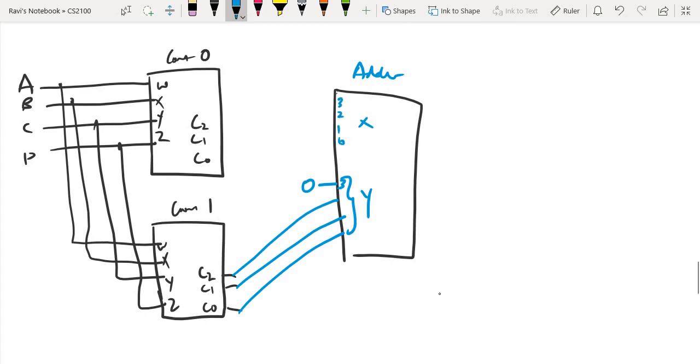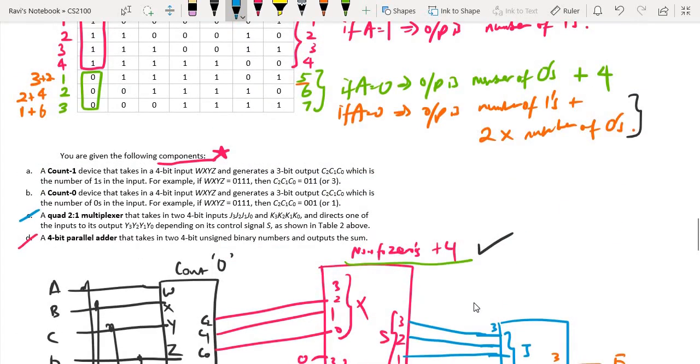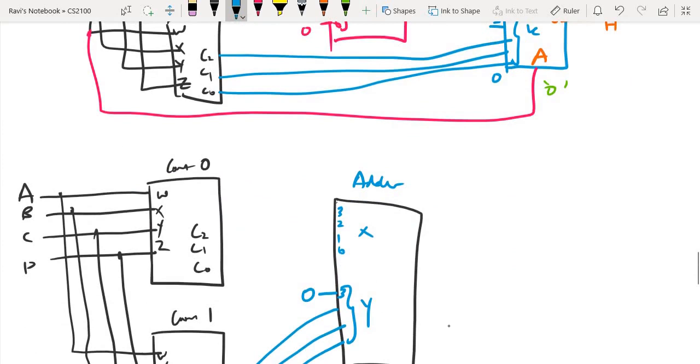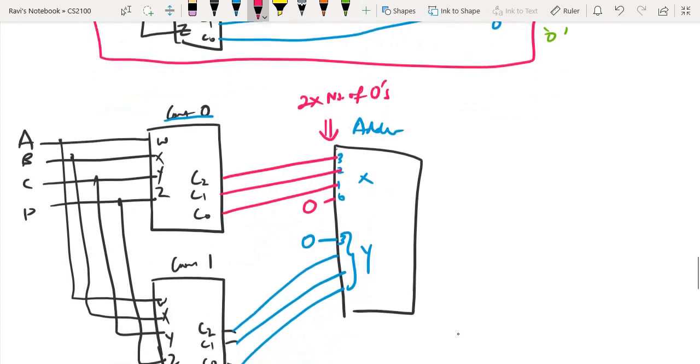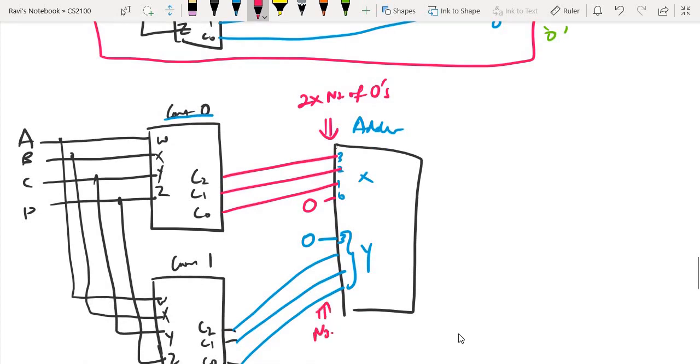And if you look at it, I need to have 2 times the number of zeros. So this count 0 gives me the number of zeros, but I want 2 times of this. We don't have a multiplier here, but we know that a left shift by 1 is equivalent to multiplying by 2. So all I need to do is to connect the bits such that bit 2 now goes to bit 3, bit 1 goes to bit 2, and bit 0 goes to bit 1. And bit 0 is 0. So this is in fact 2 times the number of zeros. So at the output of the adder here, what I have is 2 times the number of zeros plus the number of 1s.